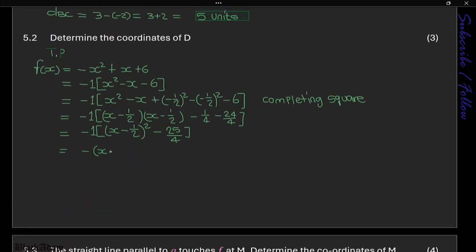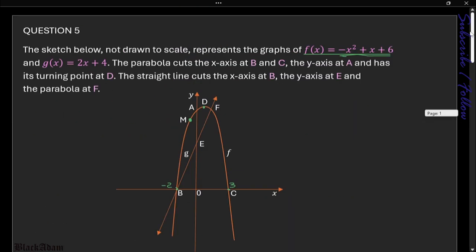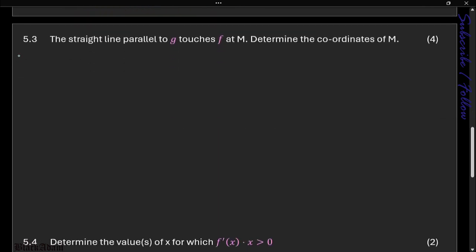So that will mean that we have x minus half squared plus 25 over 4 when multiplied by -1. So our D point is half and 25 over 4. So x is half and our y is 25 over 4 for our value on D. So that's our answer. We move on to the next question.